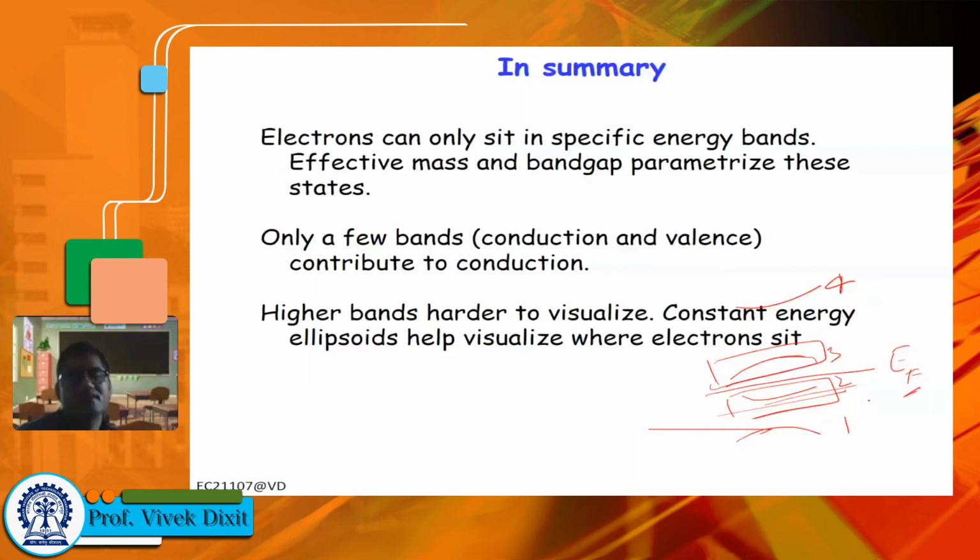Now higher bands, they are of course difficult to visualize, and we have also seen how the constant energy surfaces look like. So that way we have completed the lecture on band structure. Now the next lecture will be on the density of states and how we are going to fill them. So that is basically carrier concentration.